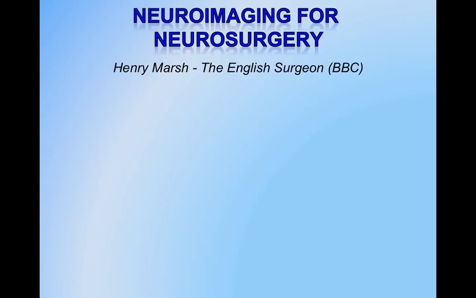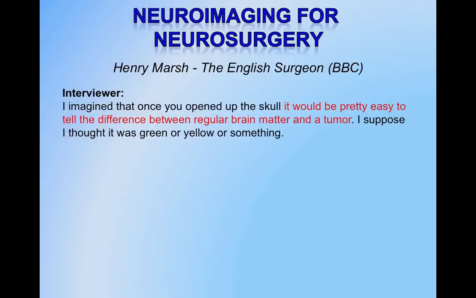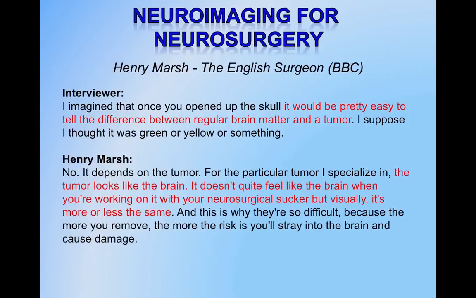where an interviewer was discussing brain surgery. This is the question the interviewer asked. He said, more or less, that he thought it would be pretty easy to tell the difference between regular brain matter and a tumour. He thinks that a tumour stands out, it's all yellow and bloody, and it would be really easy for a brain surgeon to identify it. But Henry Marsh's response was that actually, in some cases, particular types of tumours in particular, the tumour actually looks like the brain.